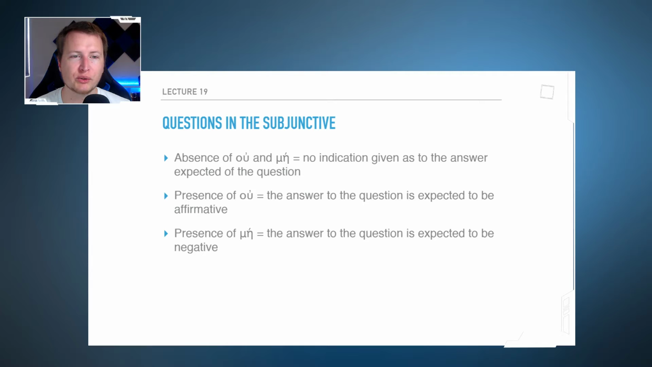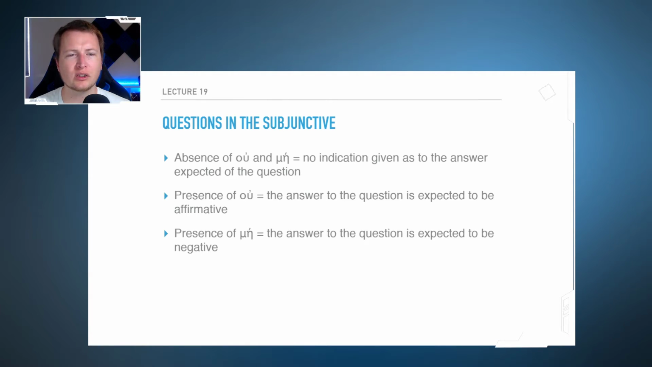Now, when you have questions in the subjunctives, we talked about the deliberative, right? When "oo" or "me" is present, or actually the lack of it, it means there's no indication as to the given answer. Okay? Questions sometimes have implied answers. When "oo" and "me" is not present, there is no indication given about that answer. There's no implied answer. Now, when "oo" is present, the answer to the question is expected to be affirmative, yes. When "me" is present, the answer to the question is expected to be negative.